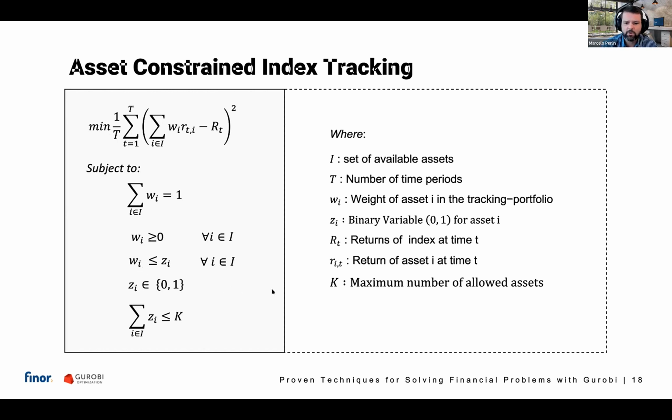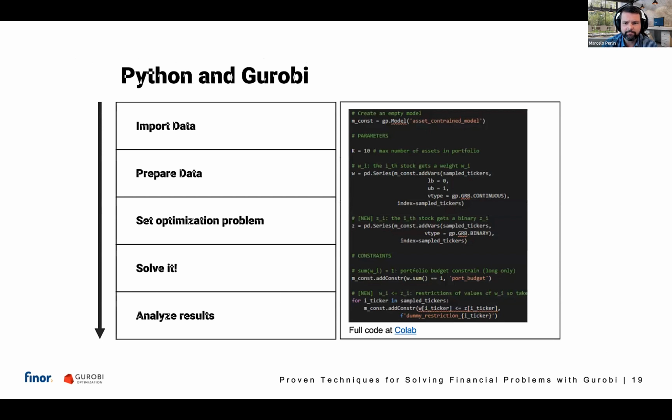And later, we also set exogenously the value of K, and K is the maximum number of assets we want in our portfolio. So we just restrict Z_i by saying, well, I want the sum of Z_i to be lower or equal than K. Okay, so let's see an application.